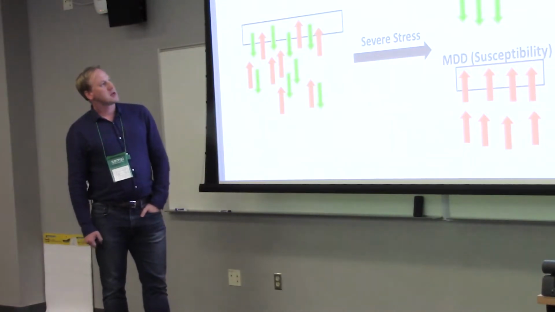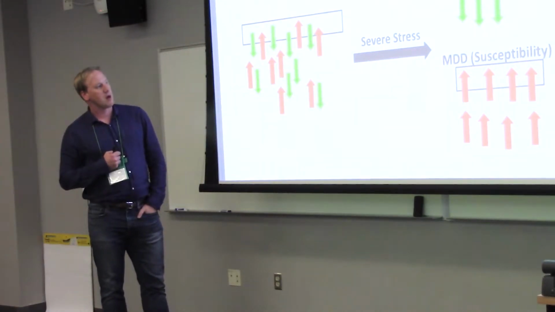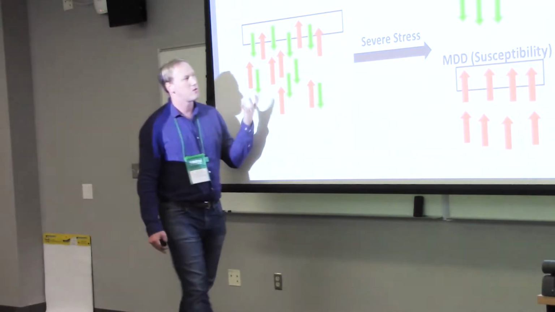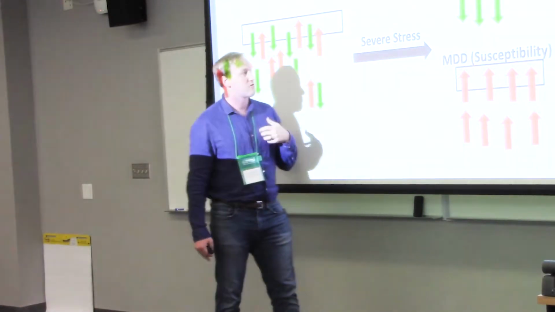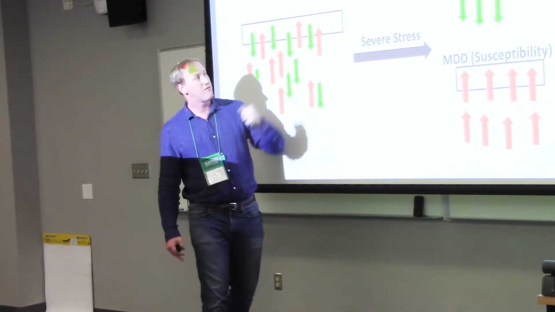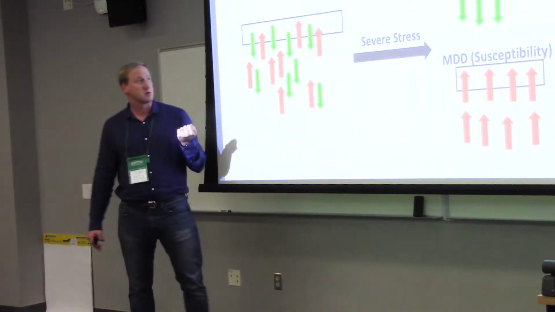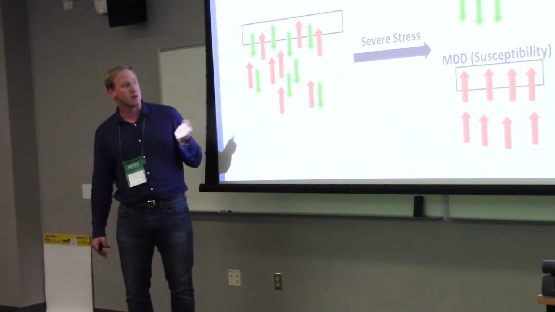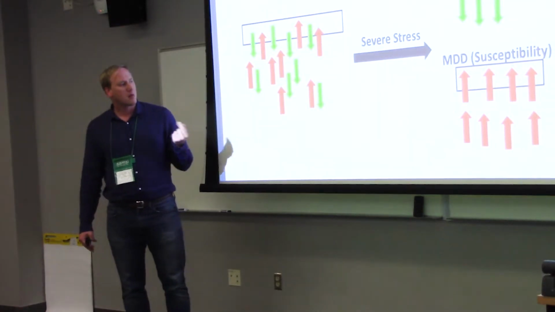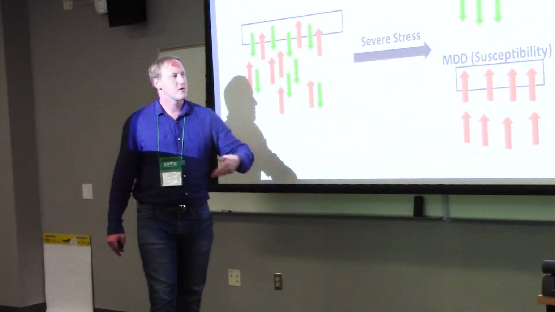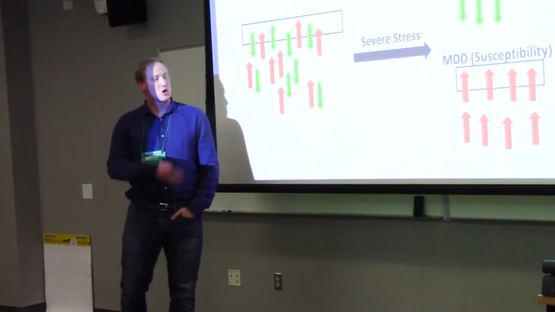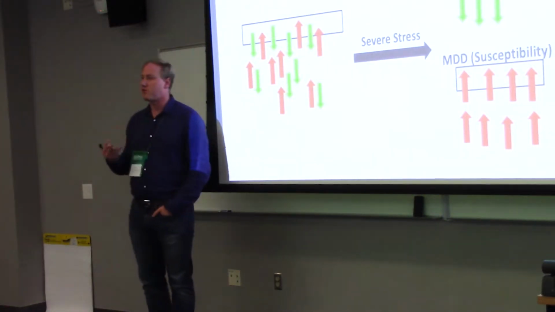And so the question is, can we actually do the same thing in depression? We know that if you undergo severe stress, some people are fine after severely stressful situations. These are labeled as resilient in the literature. And some develop major depressive disorder. These are labeled as susceptible in the literature. And you have ways of trying to treat them after the fact.